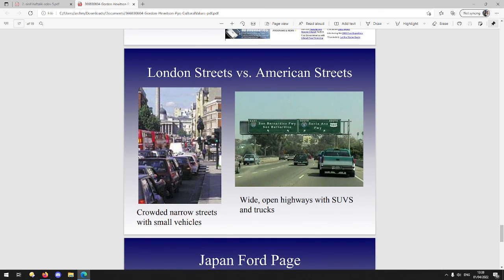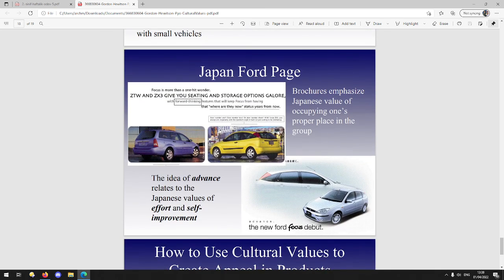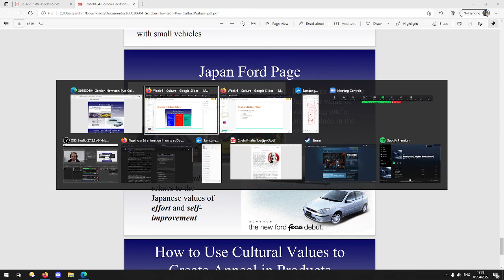Or for example, London streets versus American streets. London is a very old town and most of its roads were made for horse carriages. The town still stands, so the roads are very narrow. But America was built on very wide open land, so they have that kind of culture, open highways, and thus they have big cars, bigger everything. And this is the page for Japan, for example. The Japanese are very different from us in terms of web design. So these are, for example, different ways culture manifests itself.